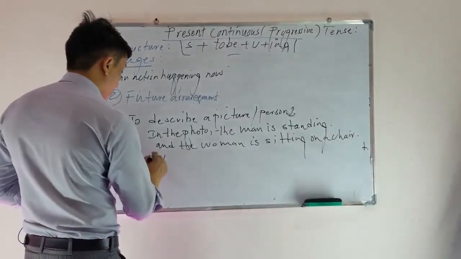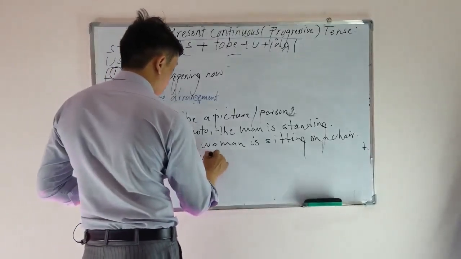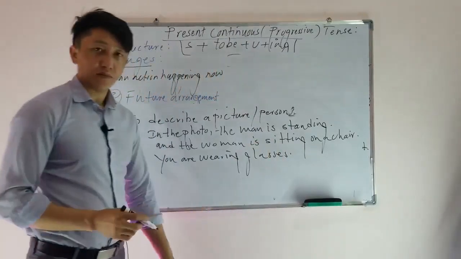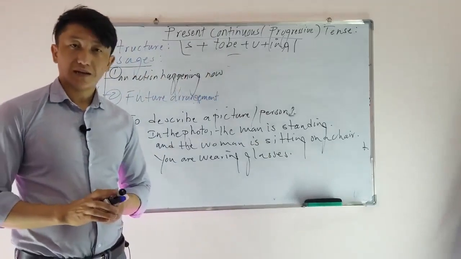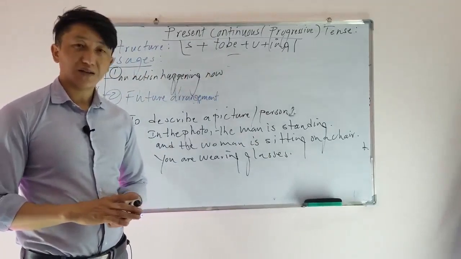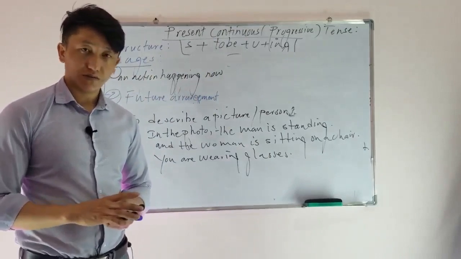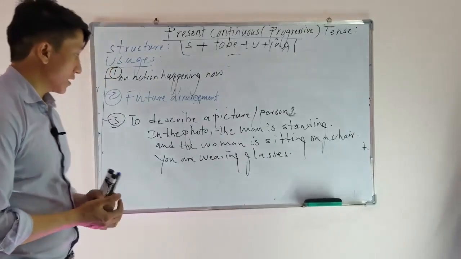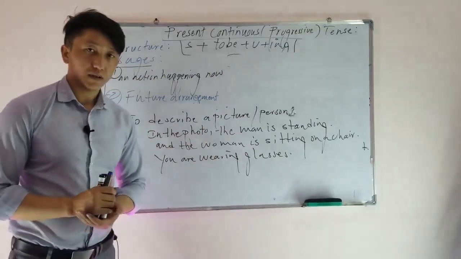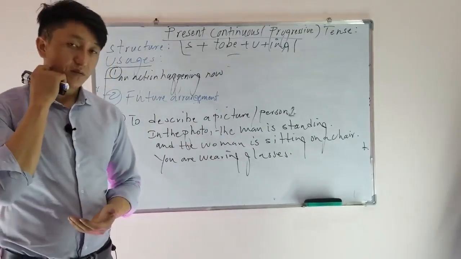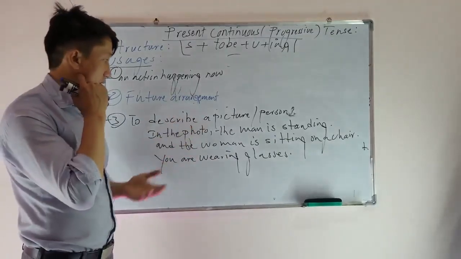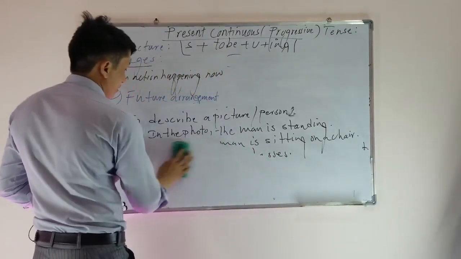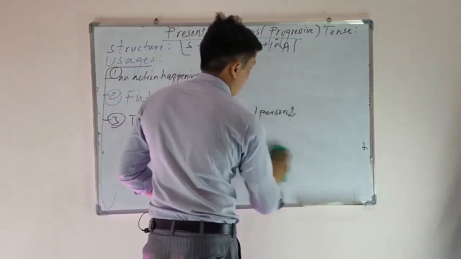Or I can say you're wearing glasses. Or I can say she is wearing a ring, or he is wearing a red dress. She's wearing a red dress, and he is wearing a white shirt or white t-shirt. Now, to describe a picture and the person, if you want to describe, for example, physical appearance, the clothes, I have to use this tense, or we can say present continuous tense. So these are the usages of present continuous tense.